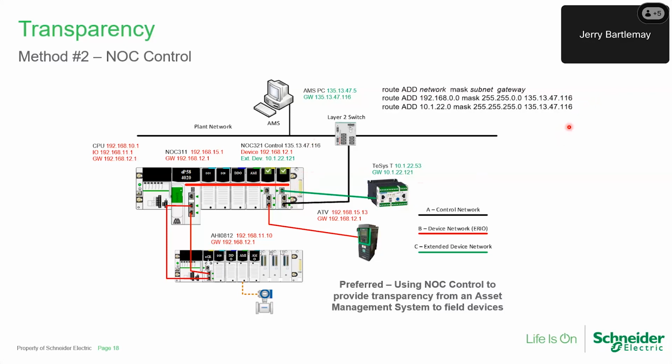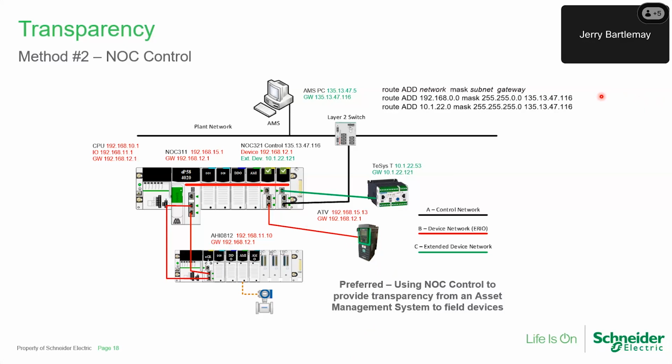So now it knows if it wants to get to 192.168.15.13, it needs to first send that message to this NOC control. And the NOC control will route the message automatically to the device network, where it will be picked up by the NOC module and end up with the Altivar. So it's a pretty simple configuration.